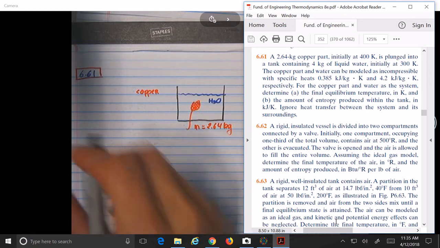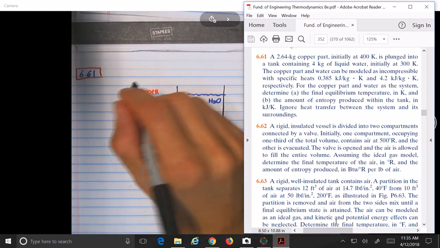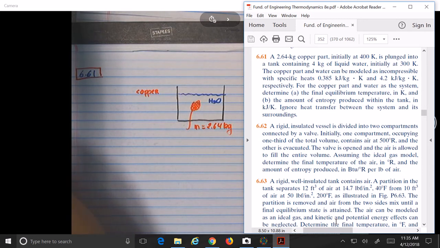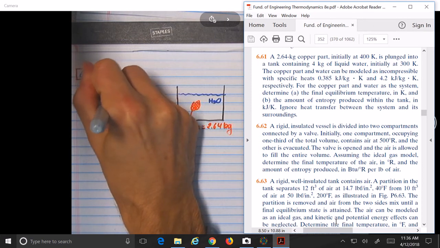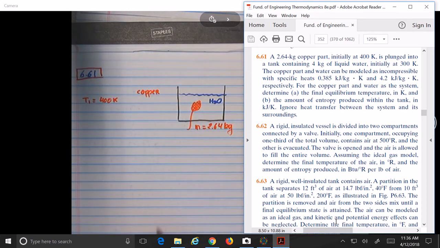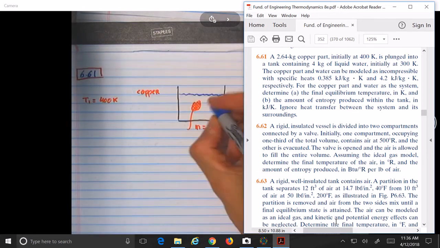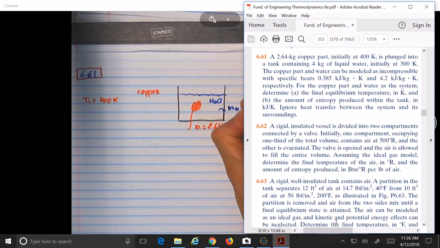So initially, the copper, let me do an orange, is at 400 degrees Celsius. It is plunged into a tank containing 4 kilograms of liquid water. So M_W equals 4 kilograms. Initially, so T water, let me call it maybe, I don't know, T_W,i.